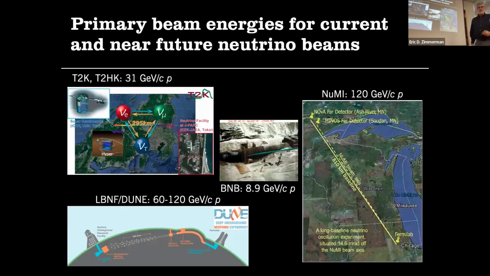So what hadron interaction physics do we have? At all of the major labs and all the major beam lines that are happening now or will happen soon, the primary particles, of course, are protons, and in most cases, the targets are carbon. One exception is the Booster Neutrino Beam, which is rather lower energy and uses a beryllium target. But T2K uses 31 GeV, NuMI uses 120 GeV, and LBNF at DUNE will use somewhere between 60 and 120, almost certainly 120.